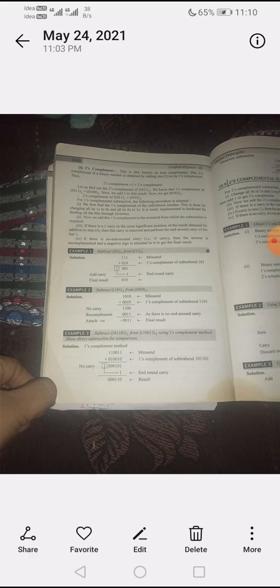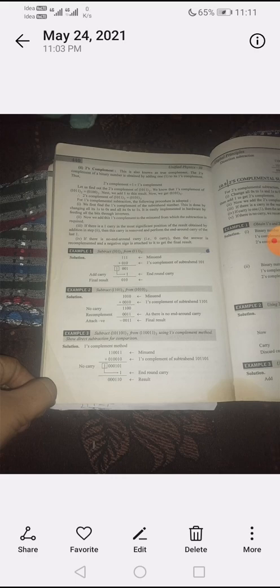So how will you add? Just add. The one's complement is 0100, just adding 1 to the one's complement. What you will get is 0101 to the base 2. This is the two's complement. Okay, so just see the procedure.